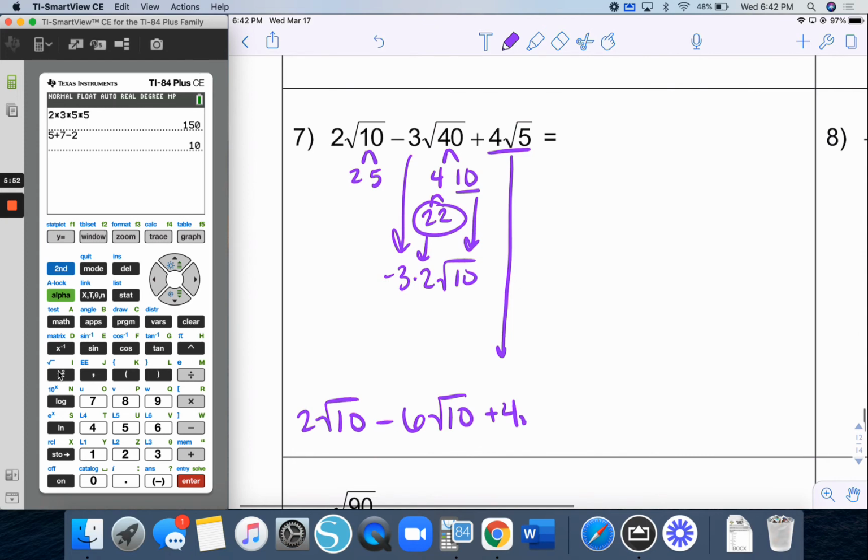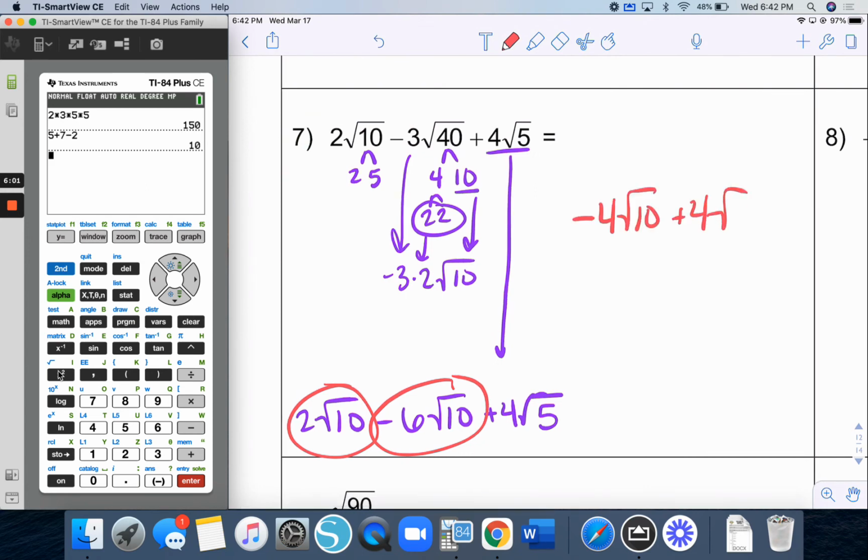So when I combine my like terms, I have square roots of 10 and square roots of 10. So 2 minus 6 is 4. And then that 4 square roots of 5 is not going anywhere. So I just rewrite it. And remember, you should be checking these answers on your calculator once you've finished.